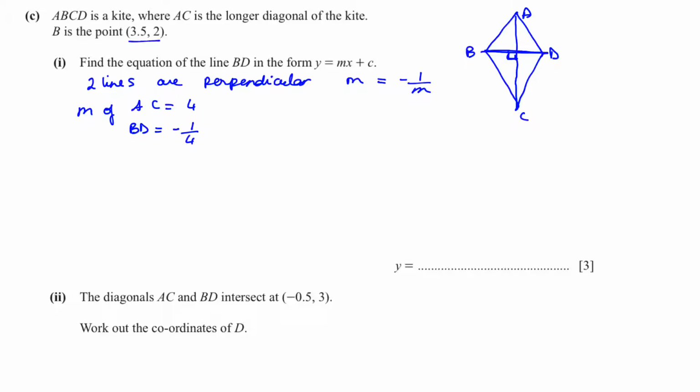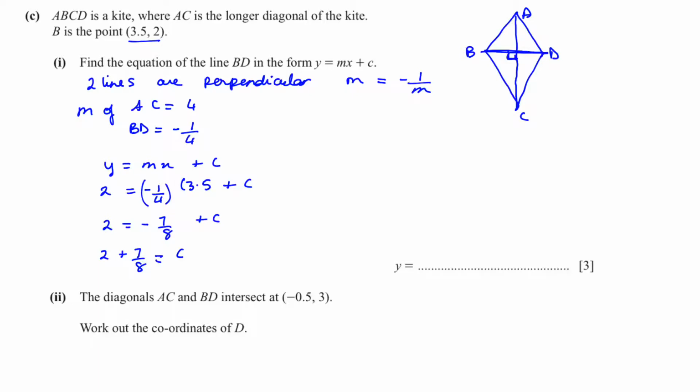And the point already has been given to us. So y is equal to mx plus c. We have to find our c. Y is 2, gradient is -1 over 4, and x is 3.5, plus c. So 2 is equal to -1 over 4 times 3.5. You will get -7 over 8 plus c. This we bring to the other side, it will become positive. And it will be 23 over 8. That is your c.